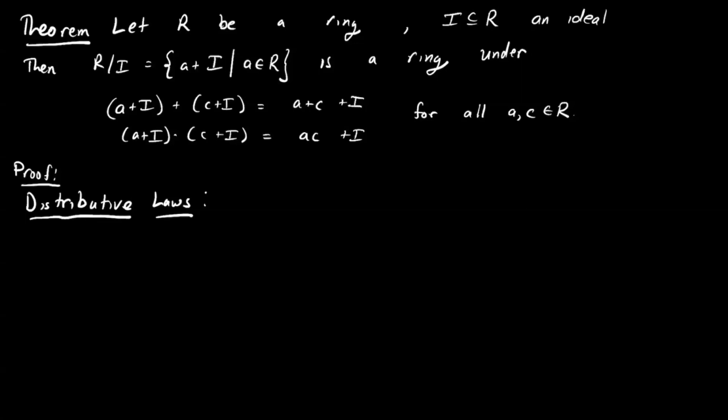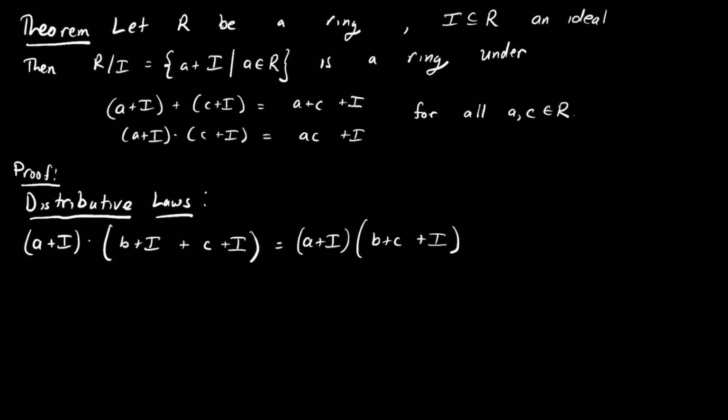Okay, so let's check the distributive laws. I'll check one of them and I'll leave the second one as an exercise. The proof is almost identical, so it might be good practice. So let's look at (a + I)((b + I) + (c + I)). Okay, what is this equal to? Well, I need to do the thing in parentheses first, so I need to combine b + I and c + I into their own coset. So this is going to be (a + I)(b + c + I). So it's the coset of a times the coset of b + c.